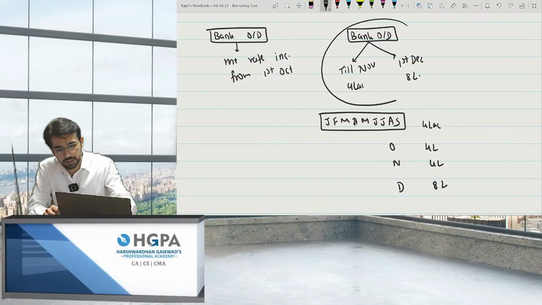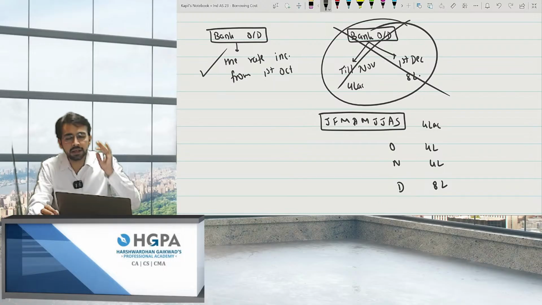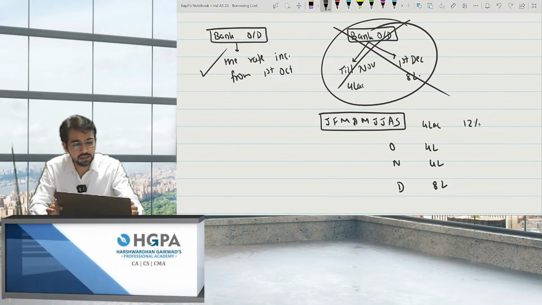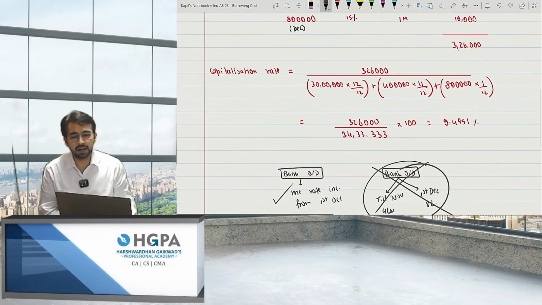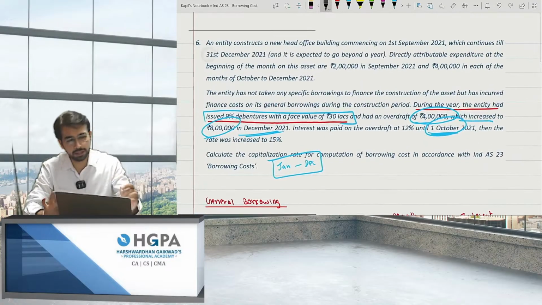Now, after this, do the rates. When was the rate increased? It was increased from 1st October. So can I say till September it was 12% and after that it was 15%? This was the case, right? So this was very important to understand the bifurcations and to calculate the weighted average cost of borrowing. So this question was important on the basis of WACB, right? I hope you got this point.